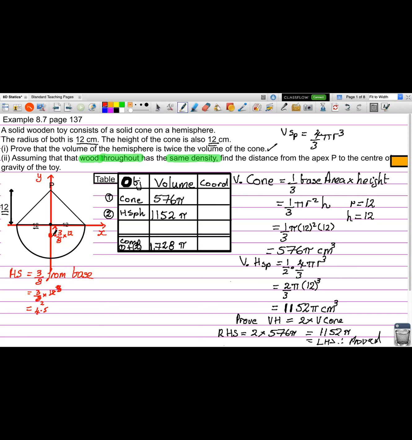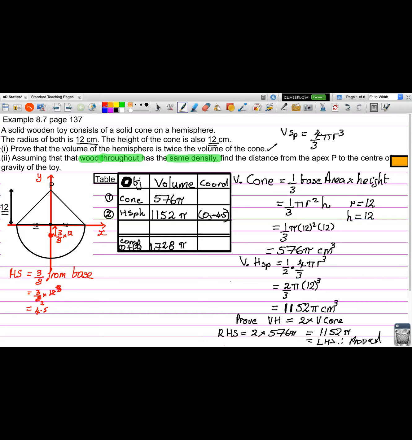Now, because it's below, and it's also a y coordinate, then we know that the coordinate for the hemisphere is going to be 0 along and minus 4.5 down.